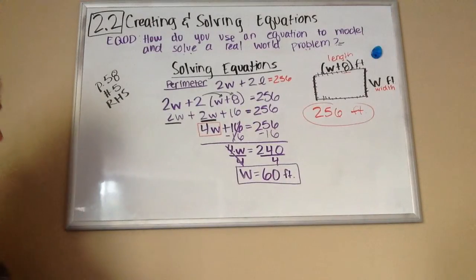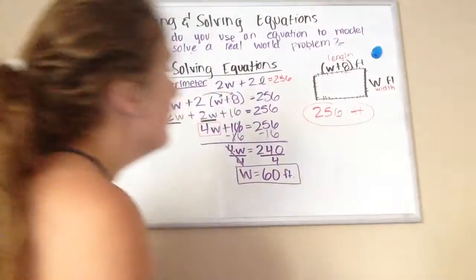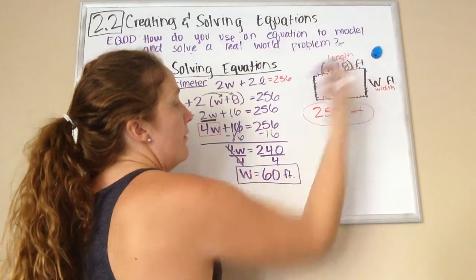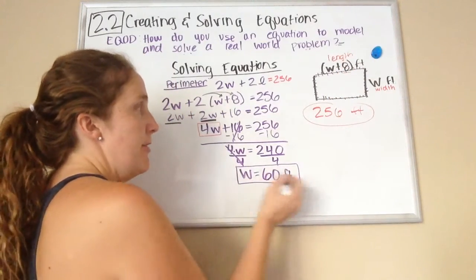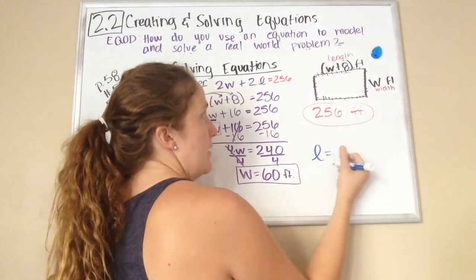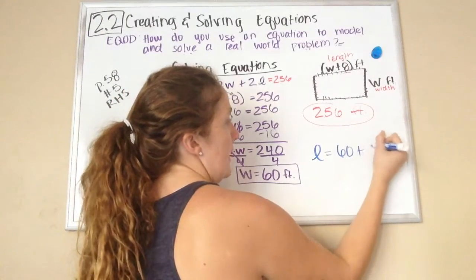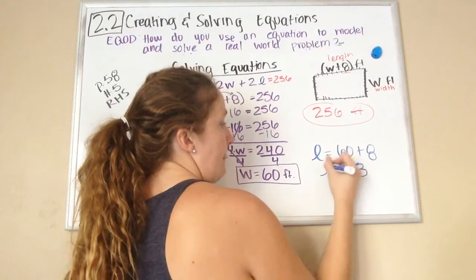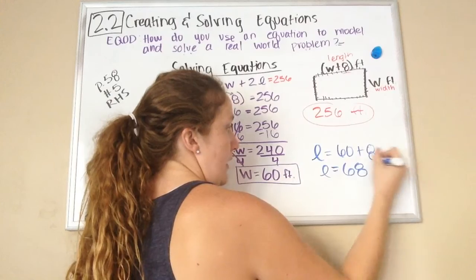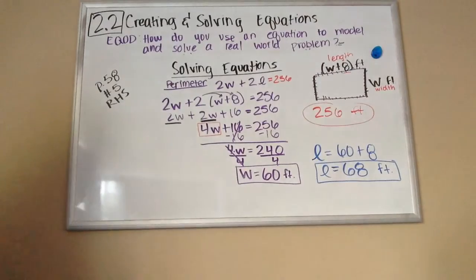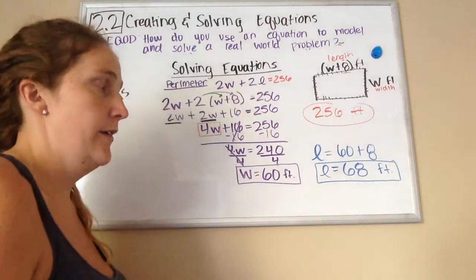But the problem is asking us to find the width and the length. So we also need to find that length here. So let's look. Our length is W plus 8 feet. Well, we have W now. W is 60. So if the length is W plus 8, the length must be 60 plus 8, which is 68. And again, they're all feet. So 68 feet. So we've got our length at 68 feet there. And we did go ahead and solve that problem.